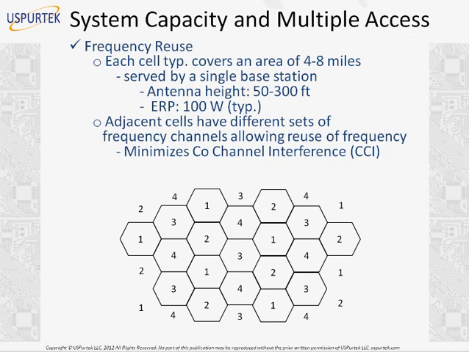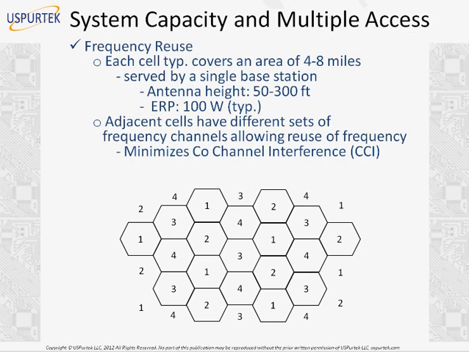Okay, so frequency reuse. Here we keep the cell size relatively small. It could cover an area of 4 to 8 miles. It will be served by a single base station. Typically, the height will be 50 to 300 feet with an ERP of 100 watts, which is very typical. It could be a little more or less than that number.